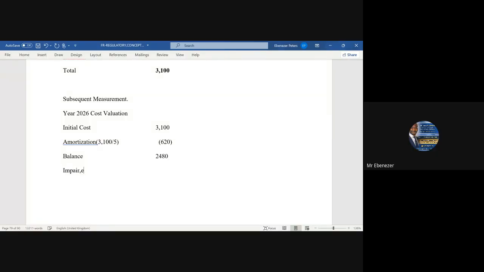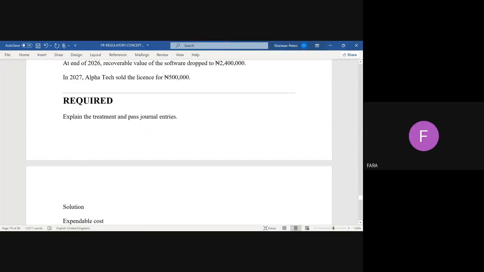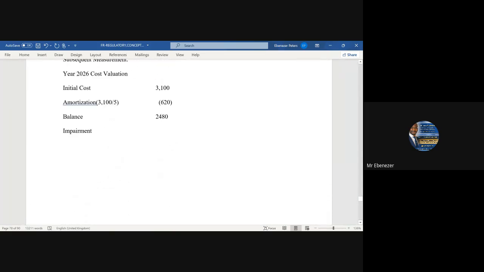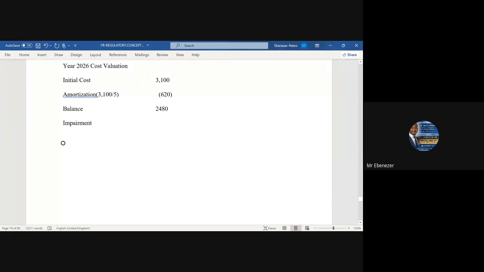You say there is impairment, so let's look at it. At the end of 2026, the recoverable value of the software dropped to 2,400,000. So you know that the carrying amount at the end was 2,480. So there is an impairment here. Who can tell me the meaning of impairment now, or how do you determine it? Just a reduction in the value of assets. Impairment is a reduction in value when the carrying amount of an asset is higher than the recoverable value, right?